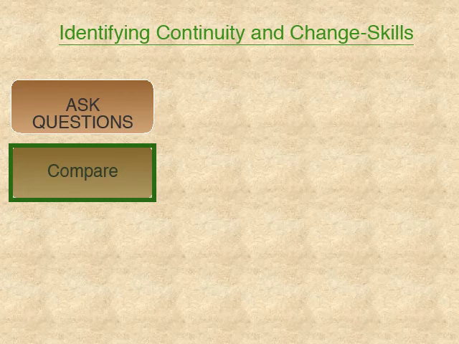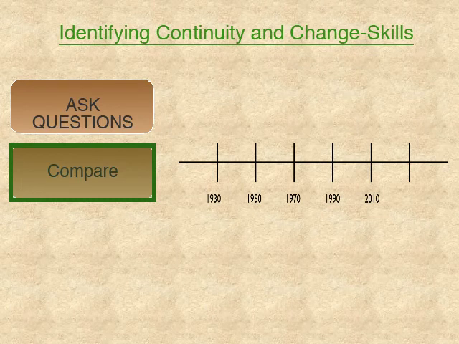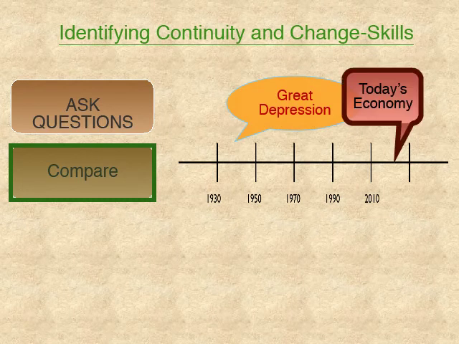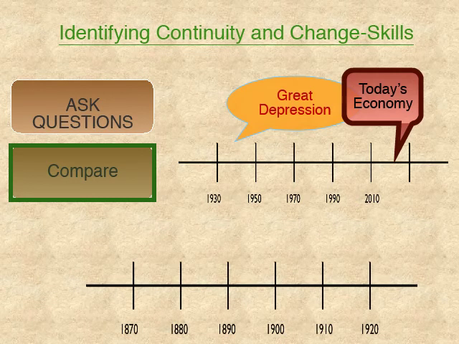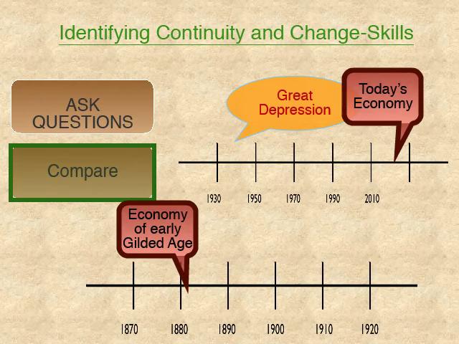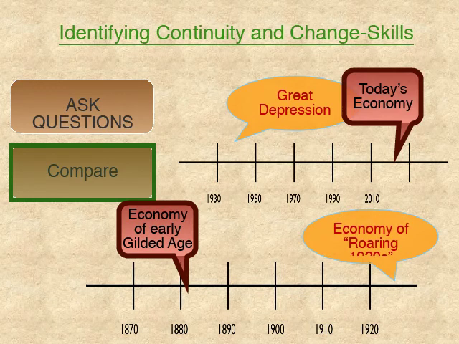One approach is to compare some point in the past to the present. The example here is comparing the economy of the Great Depression in the 1930s to the economy of today. Another approach is comparing 2 points in the past to each other. So the example here is also with the economy, but it's comparing the economy of the early Gilded Age with the economy of the Jazz Age in the 1920s.